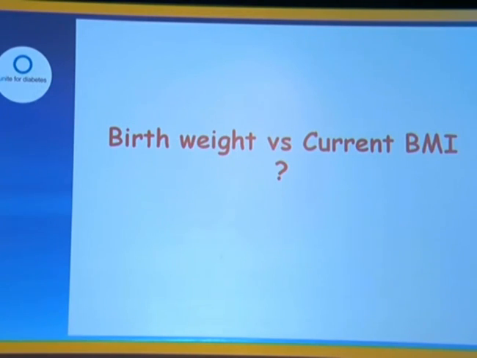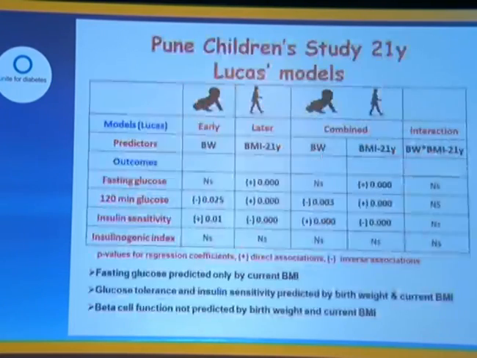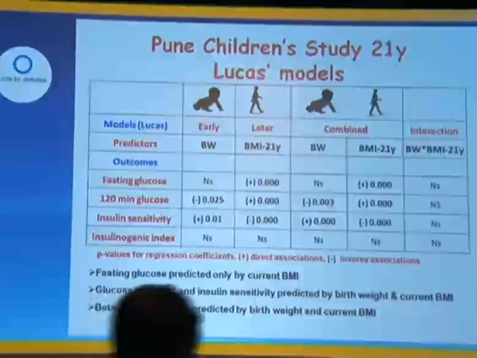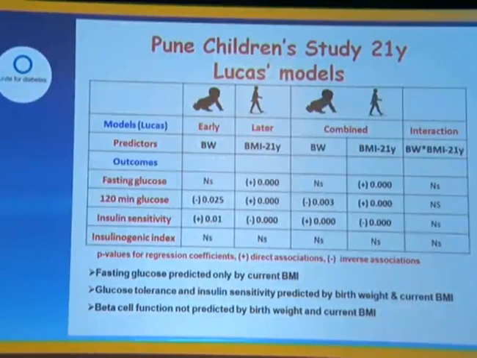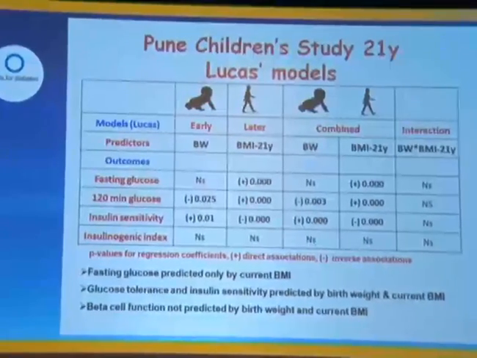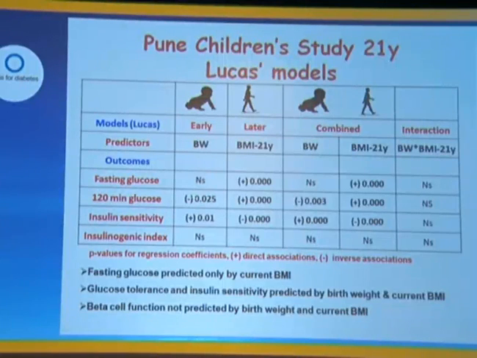So what was the relationship of birth weight and current BMI with the glucose tolerance? And this is used in literature now, Lucas's modeling. There is an early, late and a combined model. Early model looks at the effect of birth weight. And there was an inverse association of birth weight with 120-minute glucose and insulin sensitivity direct. In other words, those who were born with lower birth weight had higher glucose and were more insulin resistant.